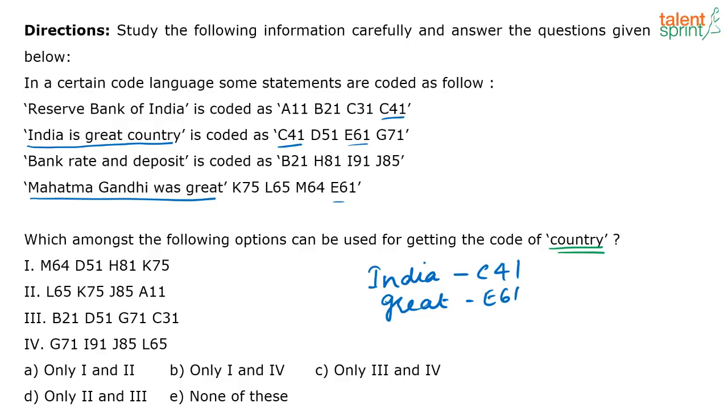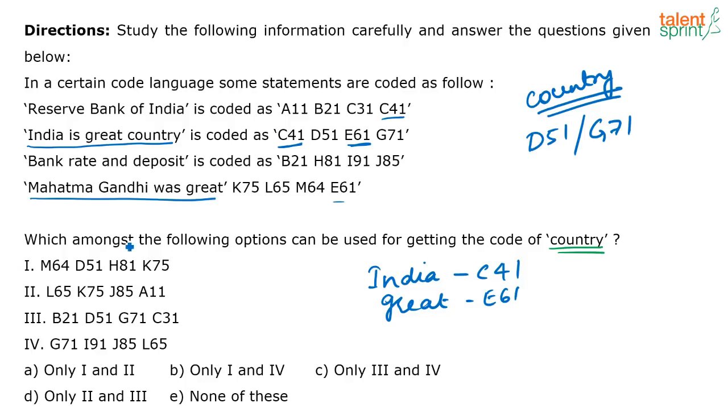Now we are again coming back to the second statement. In the second statement, you now know that C41 is the code for India and E61 is the code for great. You have to find out the code for country. Now there are two codes here. So either D51 or G71 has to be the code for the word country. I don't know which of it is, because one is the code for is and the other one definitely will be the code for country. Now see which among the following options can be used for getting the code for country.